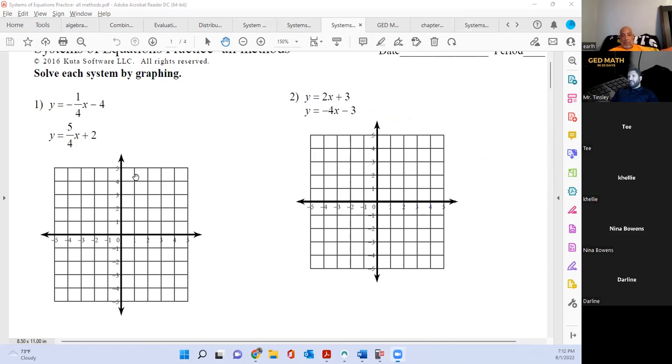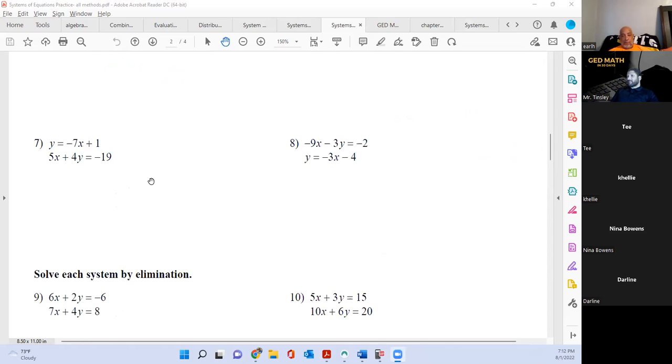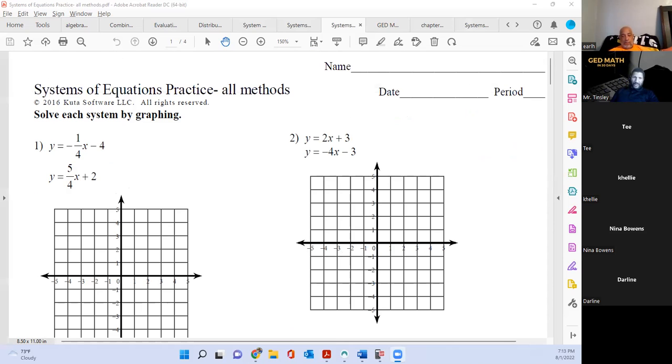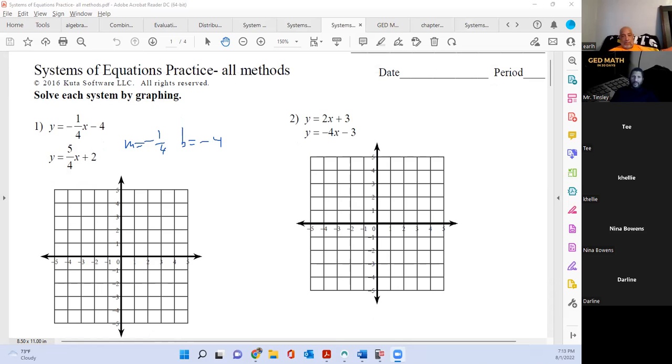Let me see if I can find an easy one. I don't like any of these. It should have made it much easier. Let me try this one here real quick. Slope is -1 over 4, y-intercept is -4.